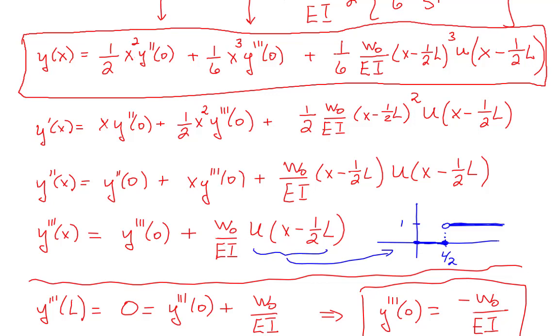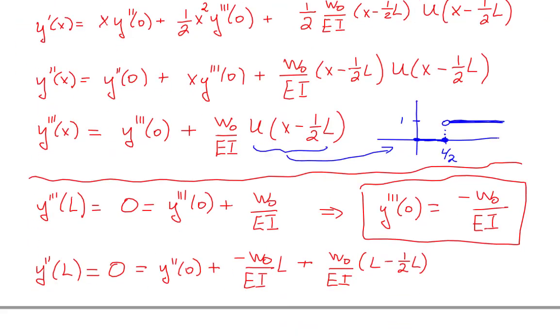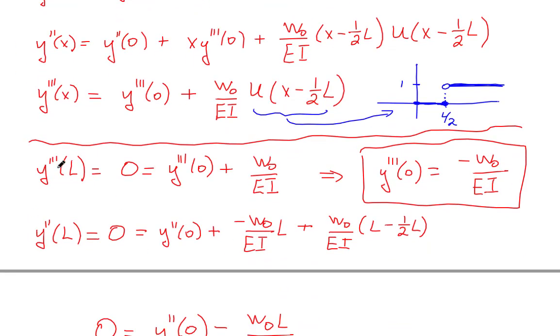Alright, so what do we know? We know that for my solution, the triple prime at L is 0 and the double prime at L is 0. So that's going to be y triple prime plus this piece. Now, where did that come from? If I plug in L, this is L minus a half L, giving me 1/2 L, and there the function is 1 times that term. And so I solve, and I figure out what y triple prime at 0 must be.